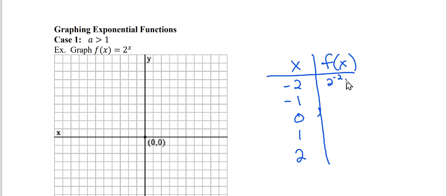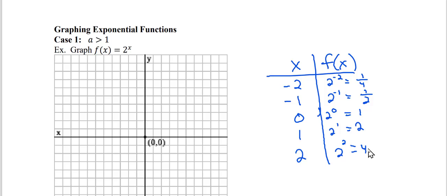2 to the negative 2 is going to be 1/4, because the negative 2 drops it into the denominator. You have 1 over 2 squared, or 1/4. 2 to the negative 1 is 1/2. 2 to the 0 is 1. 2 to the first is 2. And 2 squared is 4.